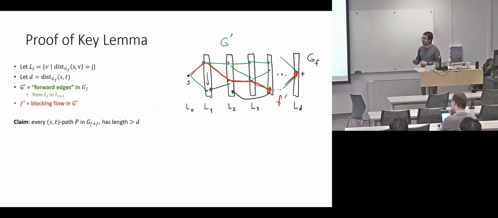So I want to prove now that if the distance used to be d, once I augment with the blocking flow in G prime and I look at the residual graph after augmenting, the distance needs to increase. That's all I need to prove. This is the last lemma in this lecture.